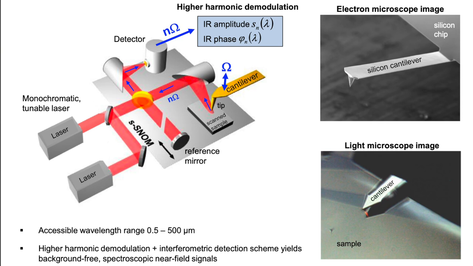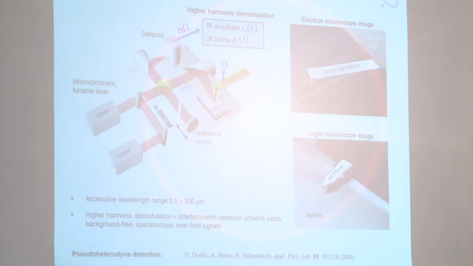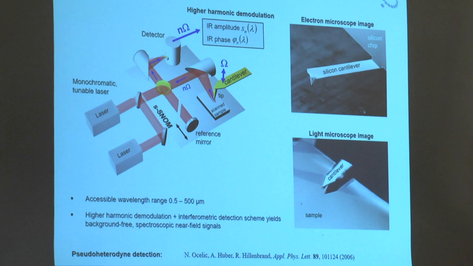If you do imaging, then we use monochromatic lasers. That's typically a CO2 laser or a quantum cascade laser or frequency tunable OPOs. And we illuminate the tip. Then we use typically the parabolic mirror to collect the backscattered light and direct it to a detector. Now there are two important things about which I will talk in detail. The detection is done twofold. First of all, we use a Michelson interferometer. This has many important reasons. First of all, for full background suppression.